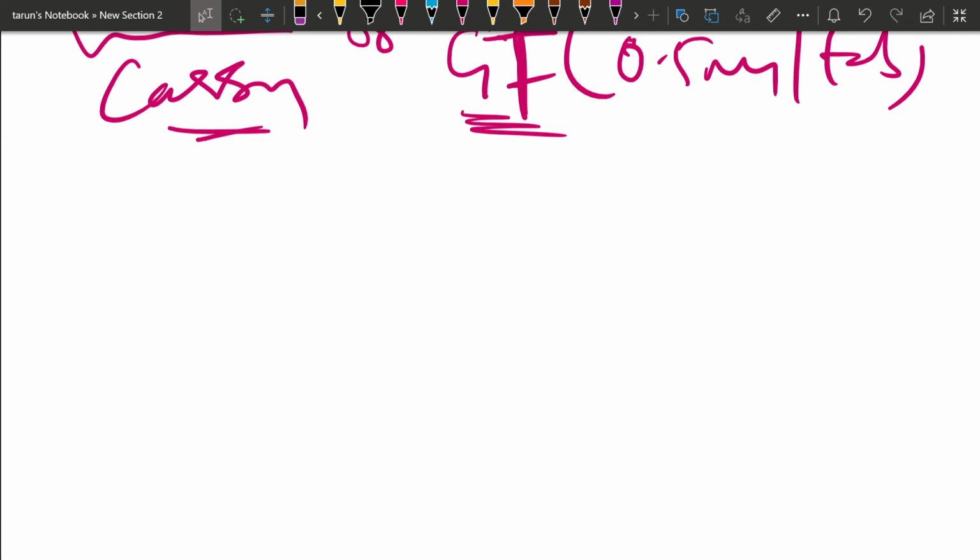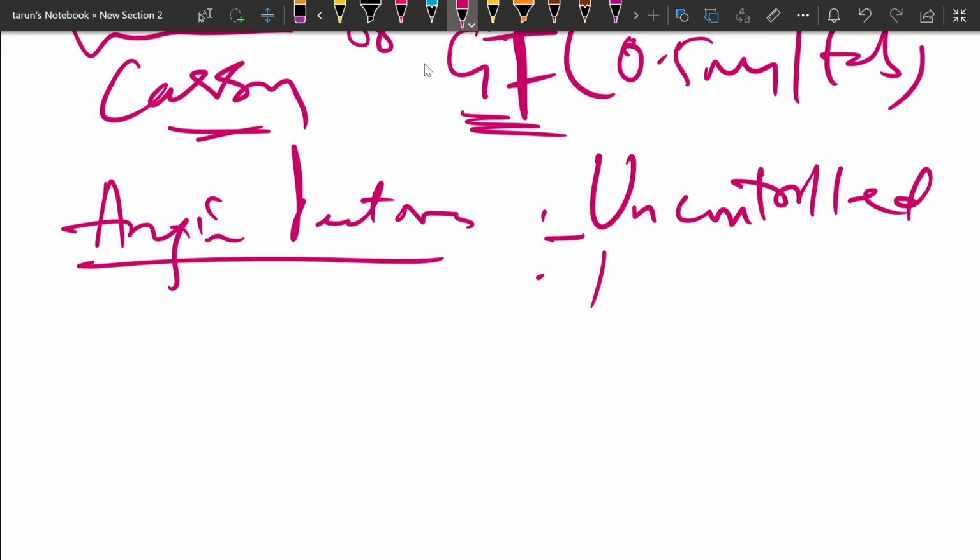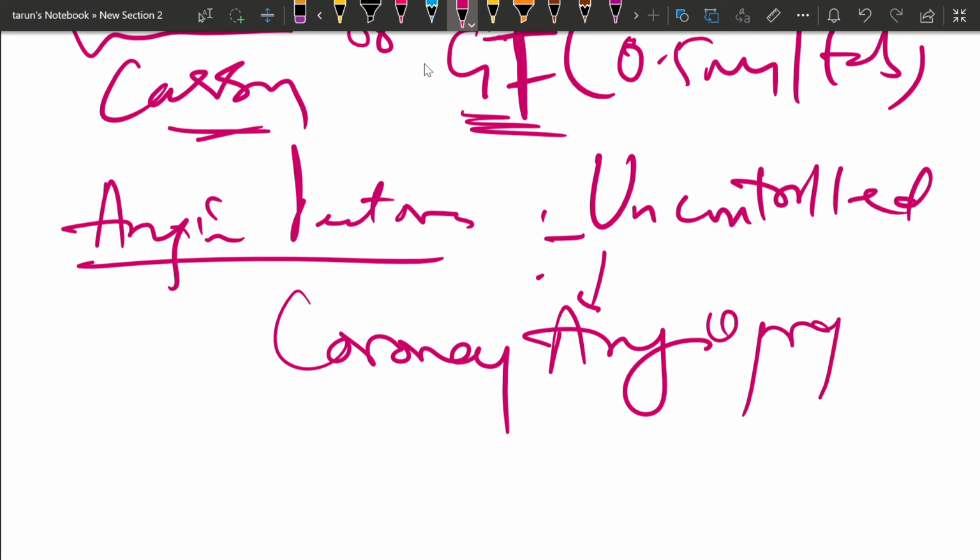And if there is uncontrolled angina despite the other measures, then you will go for coronary angiography. We will go for coronary angiography if there is uncontrolled angina pectoris.